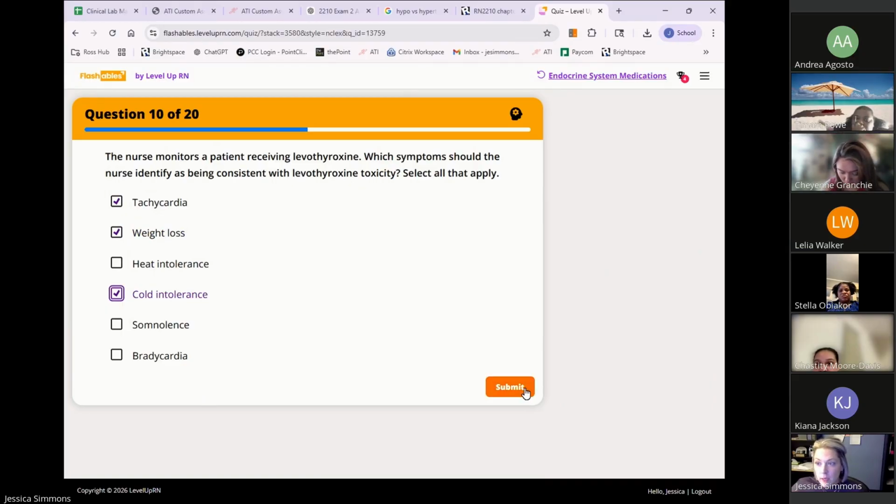Your patient's taking Synthroid because they have hypothyroidism, right? If you take too much Synthroid, it's going to cause you to have symptoms of hyperthyroidism. So tachycardia and weight loss are symptoms of hyperthyroidism. Is cold or heat intolerance a side effect of hyperthyroidism?